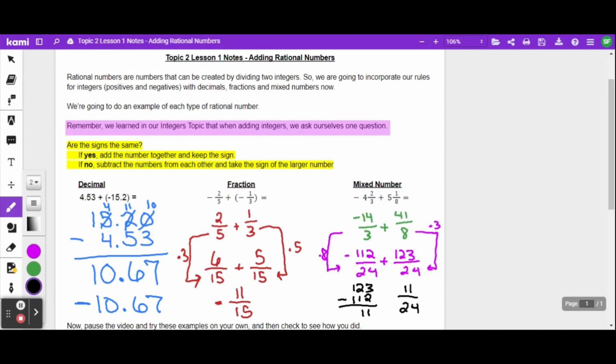Try an example of the decimal, the fraction, and the mixed number on your own to see how you do. Make sure if you have any questions that you please raise your hand and clarify.